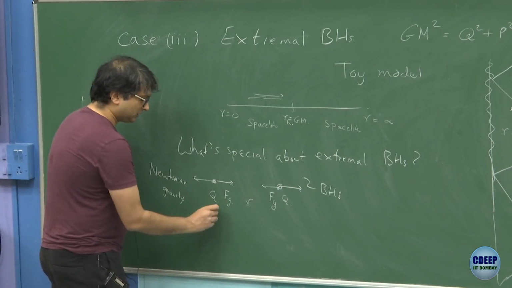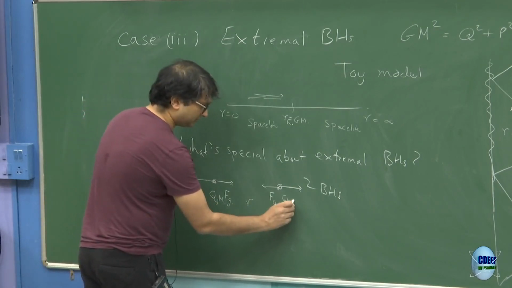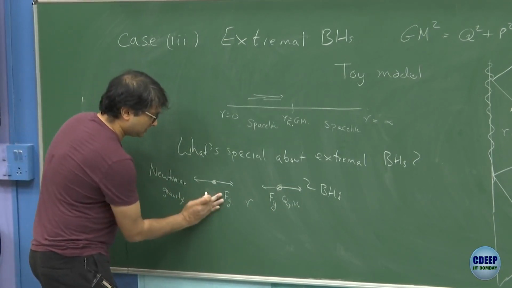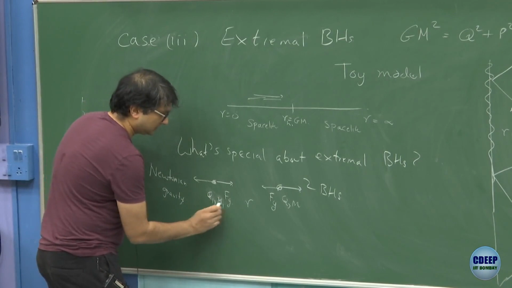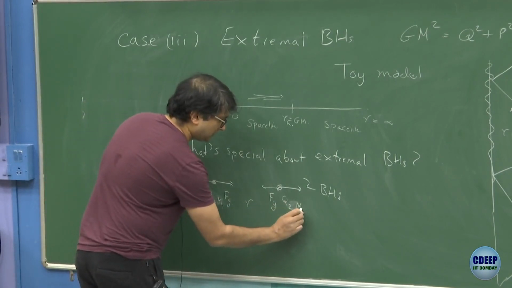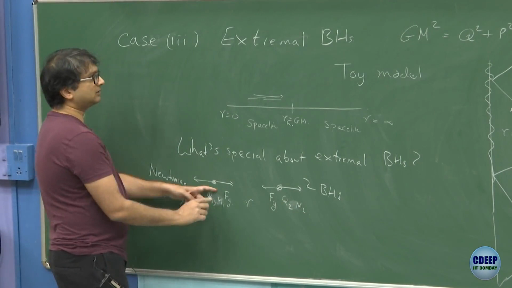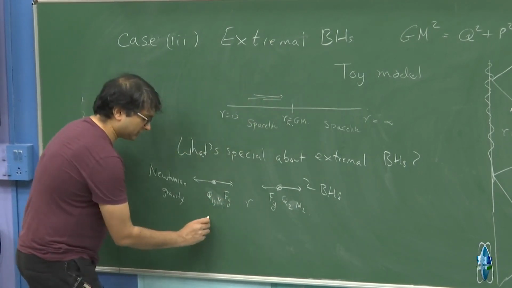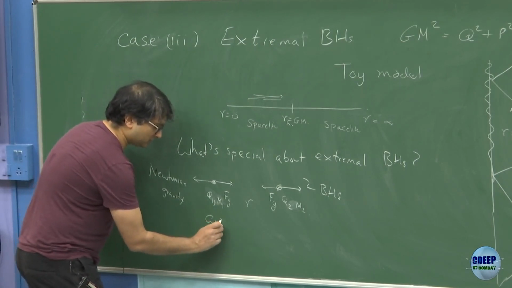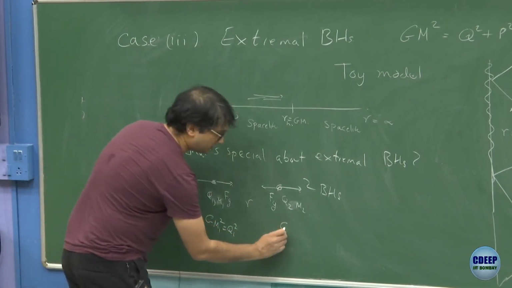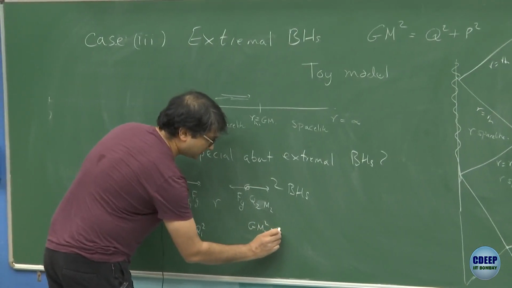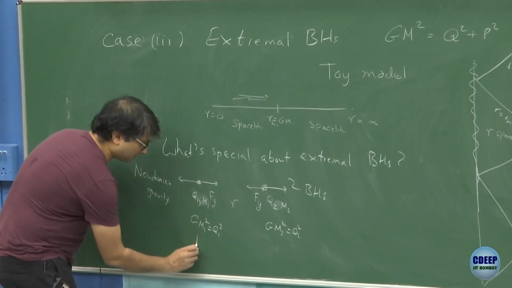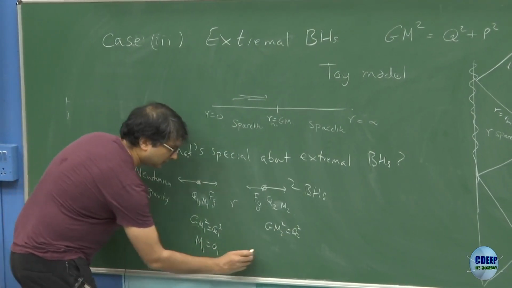So let's assume that they have the same Q, M. Sorry, they can be different. This is Q1, M1, this is Q2, M2. But the important point is that Q and M are related by that relationship for an extremal black hole. I'm just going to consider electric charge for the moment. So GM1 squared is equal to Q1 squared and GM2 squared equals Q2 squared. Or I'll just drop the G for the moment and write it as M1 equals Q1, M2 equals Q2.